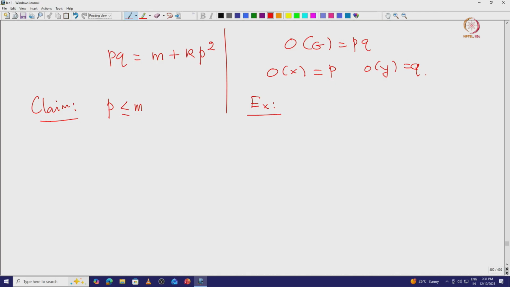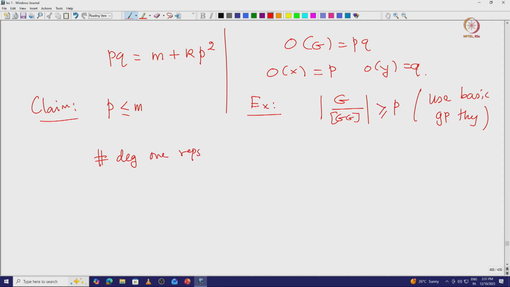the cardinality of G modulo the commutator subgroup [G,G], when the cardinality of G is pq, is going to be at least p. So, use basic group theory to prove this. Then that would imply that the number of degree 1 representations of G, which is exactly equal to the cardinality of G divided by the cardinality of [G,G], is going to be at least p.